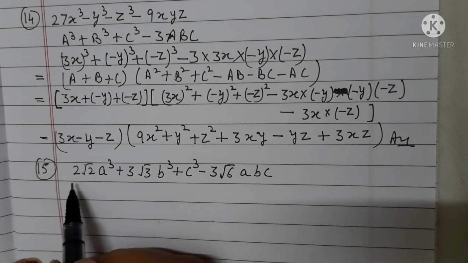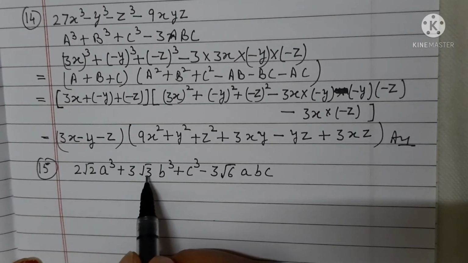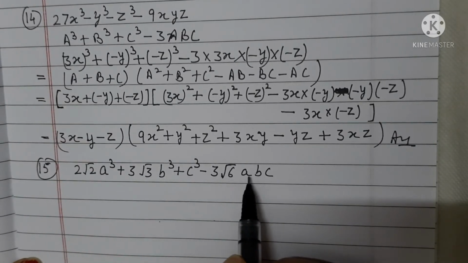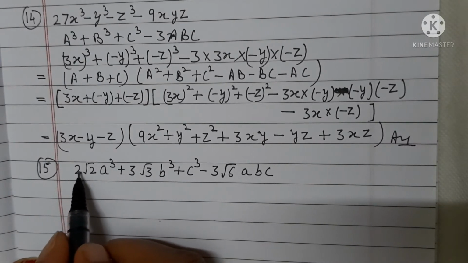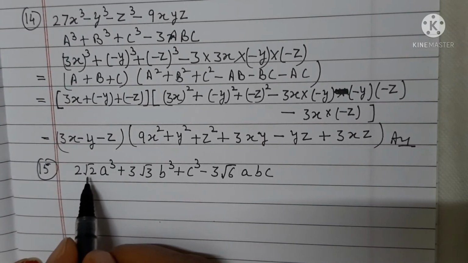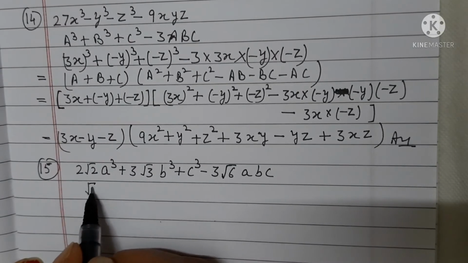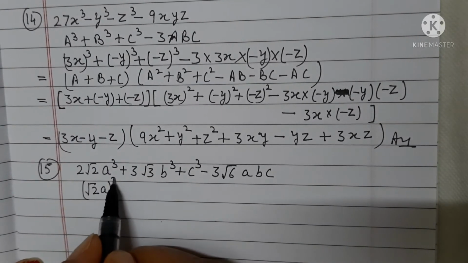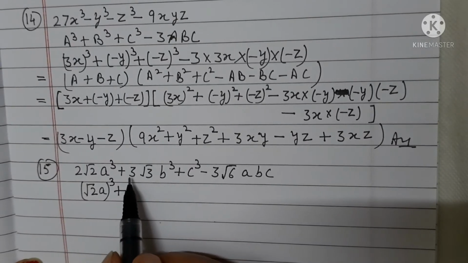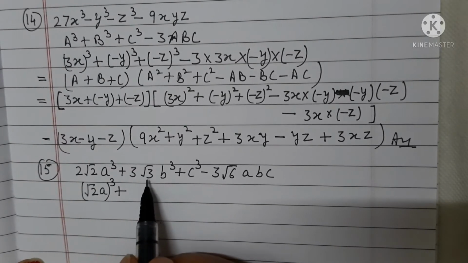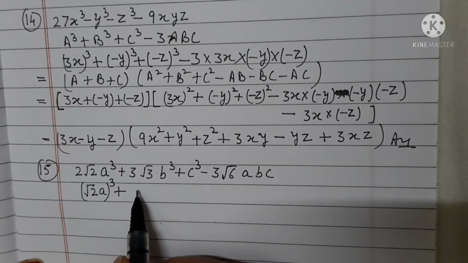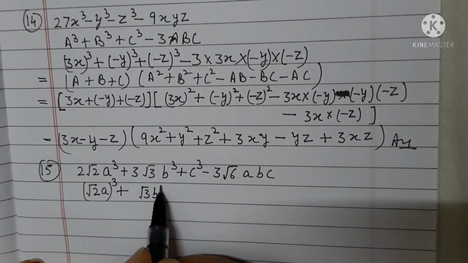Now question number 15: 2√2 a³ + 3√3 b³ + c³ − 3√6 abc. 2√2 a³ means √2 into √2 and this into √2, so you can write it as (√2 a)³. Same here, 3√3 means √3 into √3 into √3, so it becomes (√3 b)³.